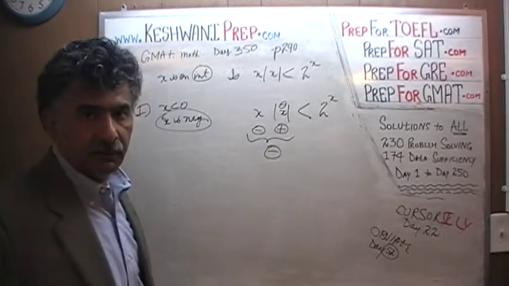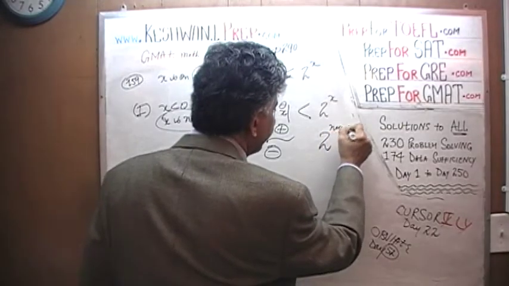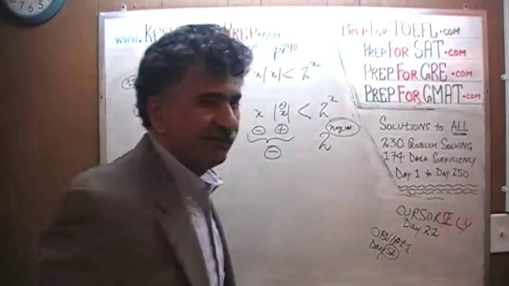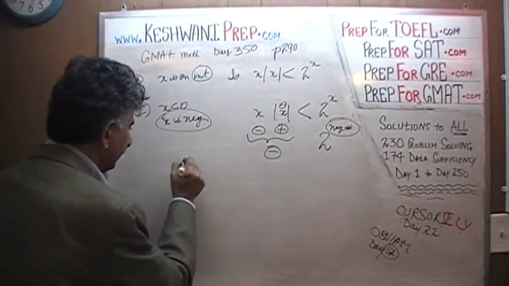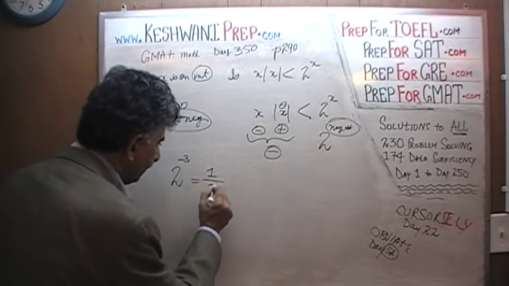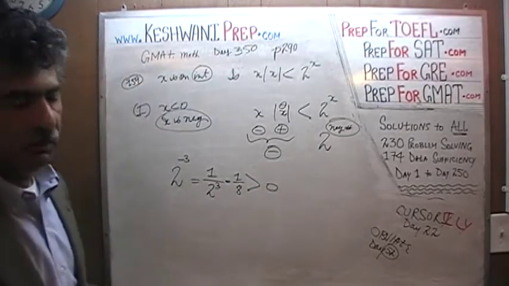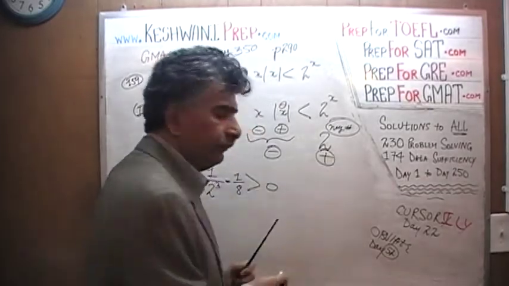What about this side? Here we have 2 raised to some negative number. It makes no difference. For example, we can have 2 raised to negative 3. But 2 raised to negative 3 is the same as 1 over 2 raised to 3, which is the same as 1 over 8, which is still a positive quantity. 2 raised to a negative number is still a positive quantity.